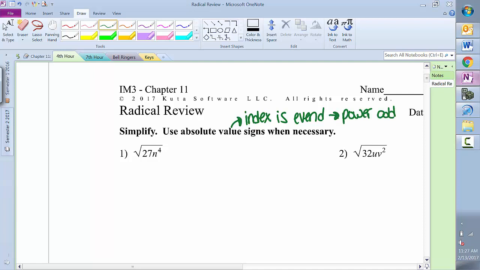So just a reminder from Friday, if you have an even index like number 1 does, it has an even index of 2, and if the result when you do this simplification is an odd power, you're going to have to put absolute value signs on it. So let's break this down. What two numbers go into 27?